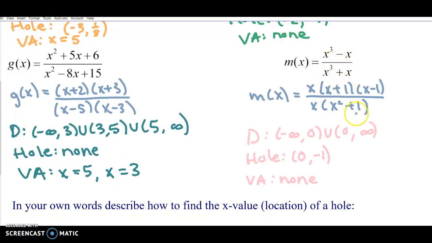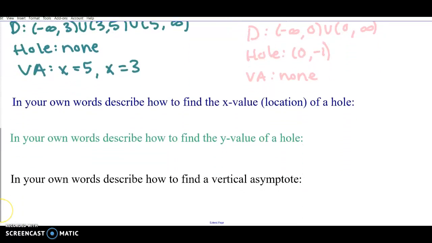For m of x, my domain: the only number that can't be part of my domain is 0. You might be wondering, what about this x squared plus 1? If you set that equal to 0, you get plus or minus i, which aren't real numbers, so just 0. Hole: now the x's would cancel, so (0, -1). Remember how we get that -1. And then vertical asymptotes, none.